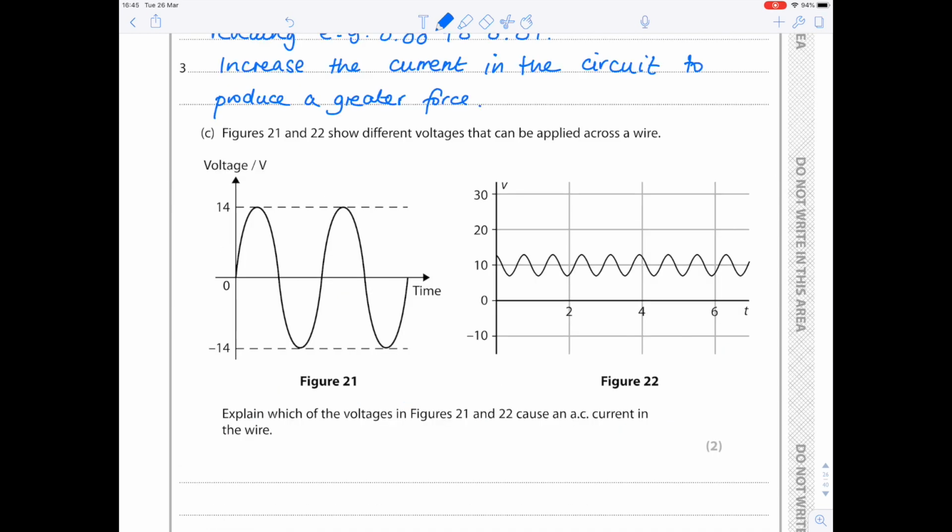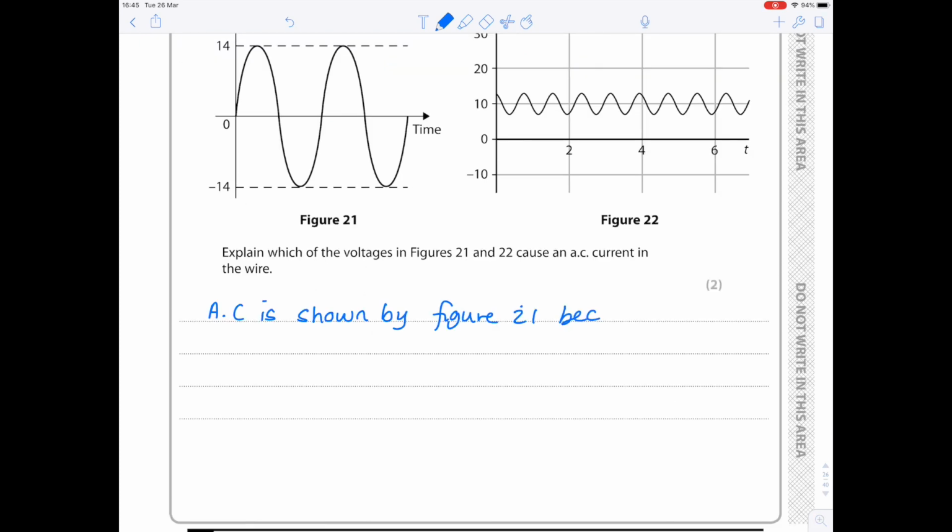C. Figures 21 and 22 show different voltages that can be applied across a wire. Explain which of the voltages in figures 21 and 22 cause an alternating current in the wire. And for it to be an alternating current, it means that the direction of the current needs to continuously change direction, which means it needs to dip into both the positive and the negative voltage values, which is why figure 21 shows an alternating current.